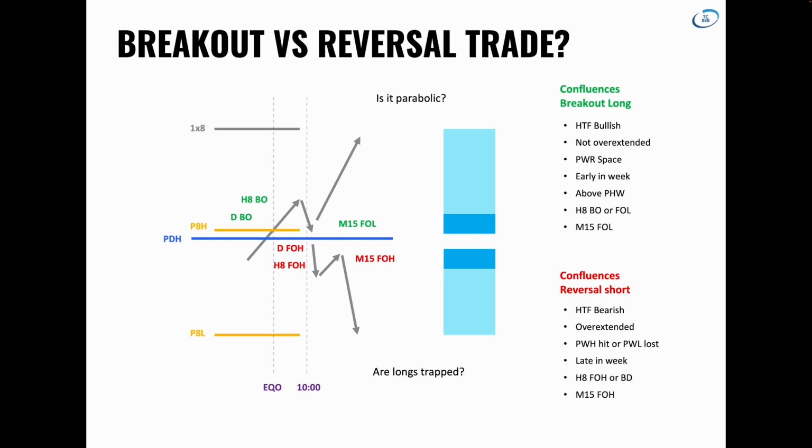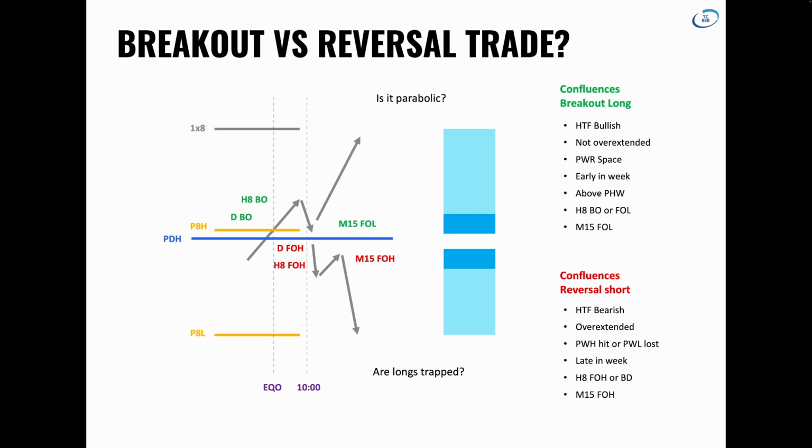So confluences for a breakout long. To sum this up, we want to have higher time frames bullish. Otherwise you don't get a parabolic move here and don't have enough fuel. We don't want to be overextended. We want to have enough space in previous week range, so we don't want to trade into previous week high. So we want to already be in breakout or in fake out low on the week with enough space to previous week high. There really has to be enough space for the move. We want to be preferably early in the week for range expansion moves, not end of week. It's not necessarily a criteria, but at least you look at it.